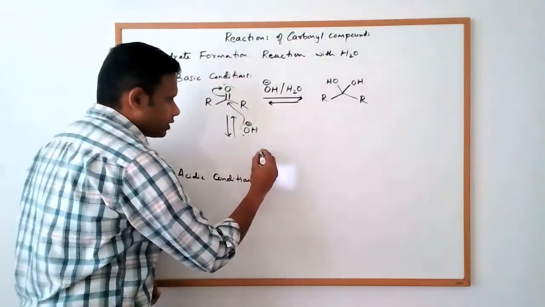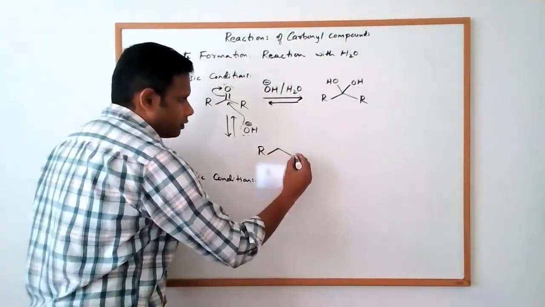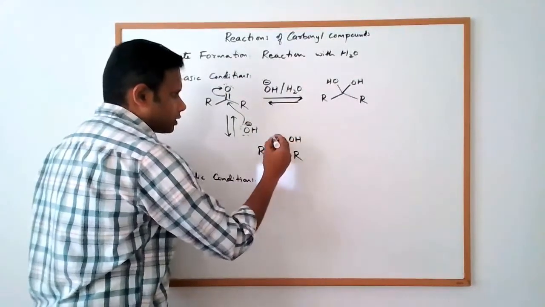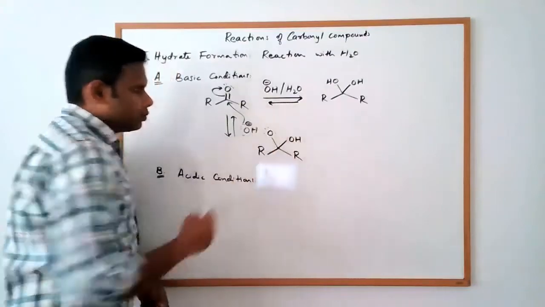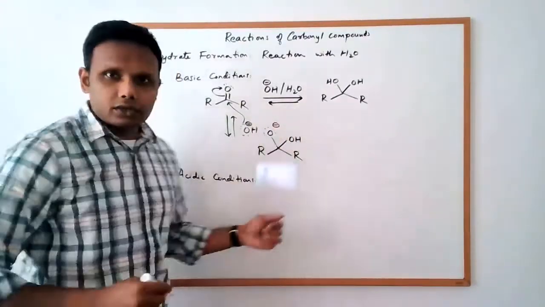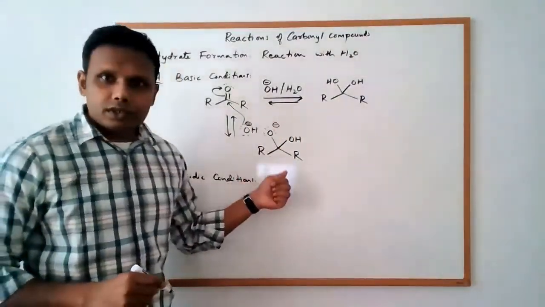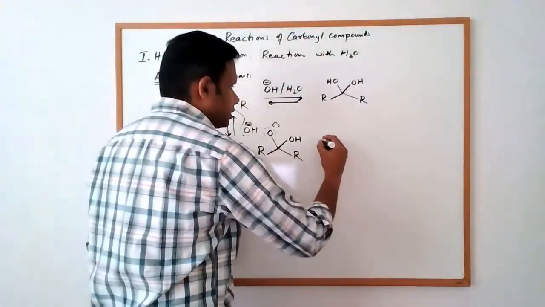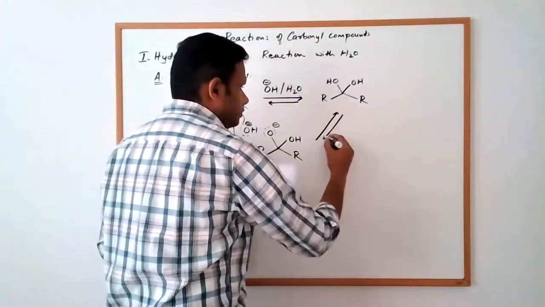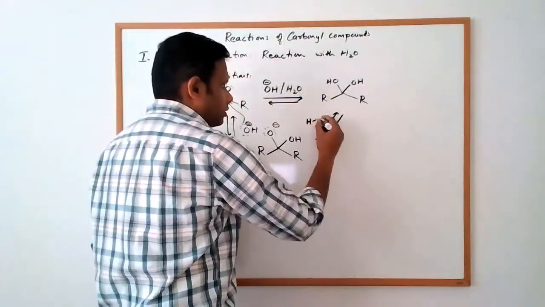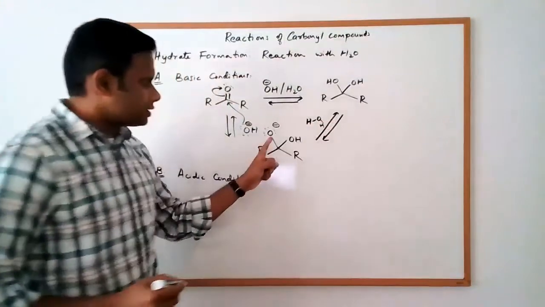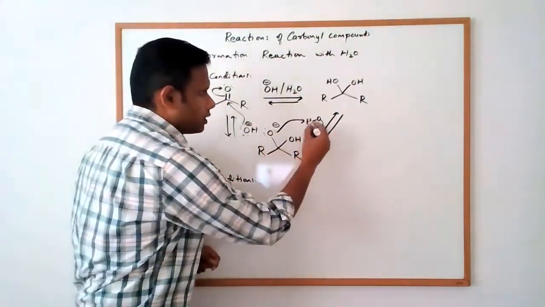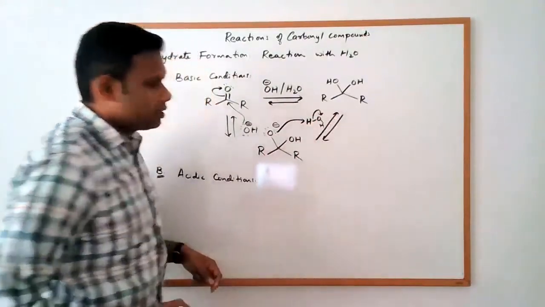So this would give us R with a hydroxide and an oxygen with a negative charge on it. So it brings us to this tetrahedral intermediate. And from the tetrahedral intermediate, the alkoxide here, okay, this oxygen can now go ahead and get protonated.